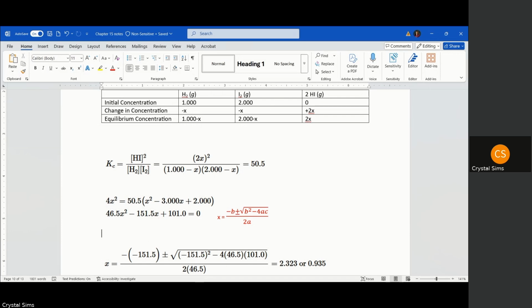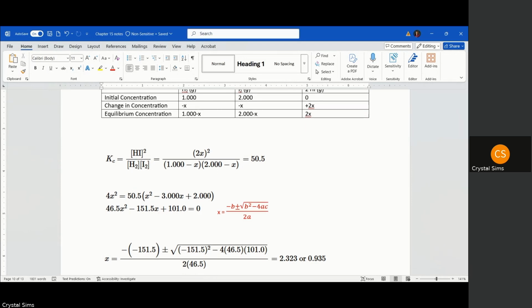Now, once I do that, I get 2 answers. Because remember, I've got this plus or minus. Which means I add and then divide, and then I subtract and then divide. Well, here are the answers that I get. When I look at both of these, the 2.323 or 0.935, those are my two answers, and I have to decide.